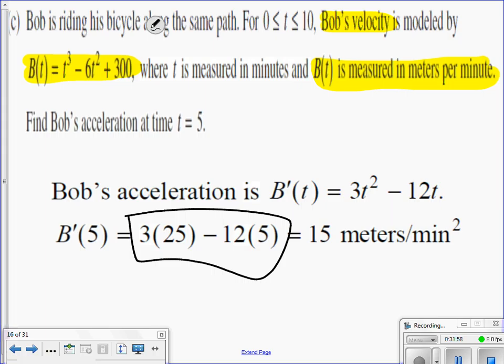Did you remember your plus C? Oh. So I don't even know what you have there. Okay, well.